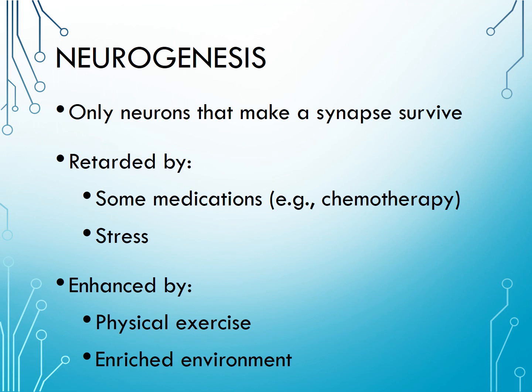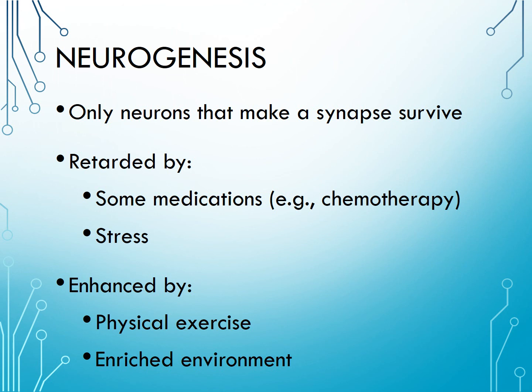All neurons require sufficient active synapses to survive. Neurons that fail to make a synapse or fail to have sufficient activity of synapses will be pruned away. The process of maturation of stem cells to mature neurons is affected by the internal and external environment of the individual.